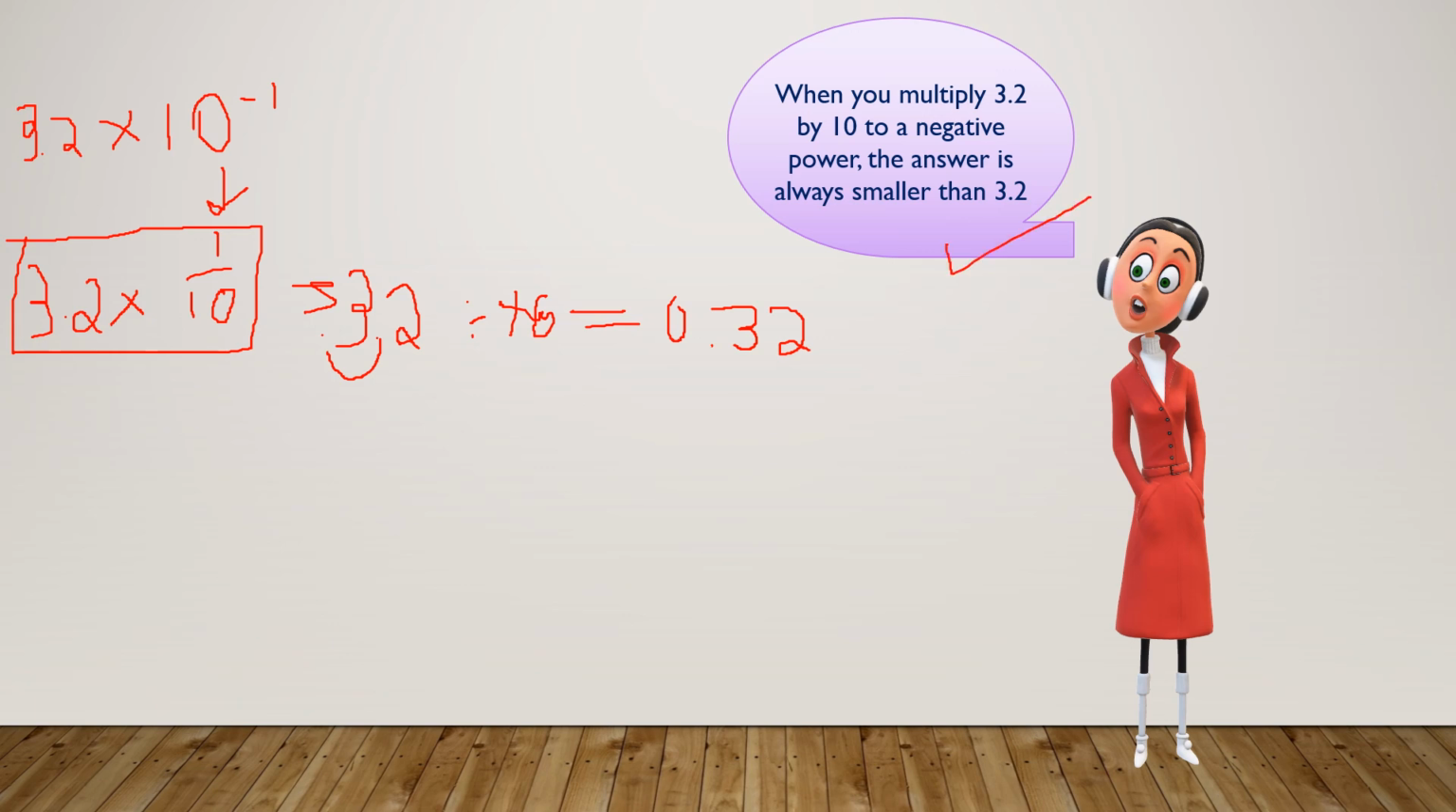So any number multiplied by 10 to a negative power is going to be smaller than the number you started with.